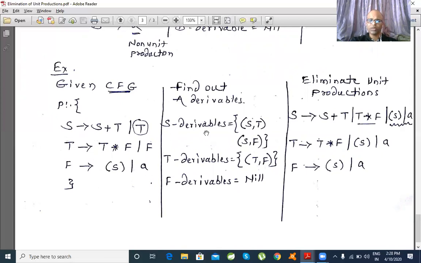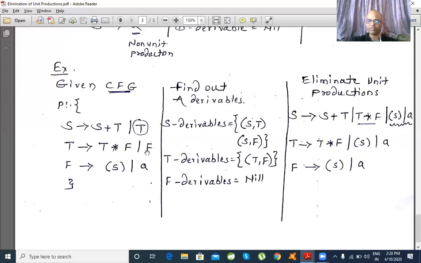Now in this, what are S derivables? So there is a unit production S producing T, which exists. So with this, I need to add a pair S comma T, and it elaborates as T is S derivable. Okay, I need to keep track of this chain, whether T is producing any unit production. So it exists within a given context-free grammar. So T is producing F.